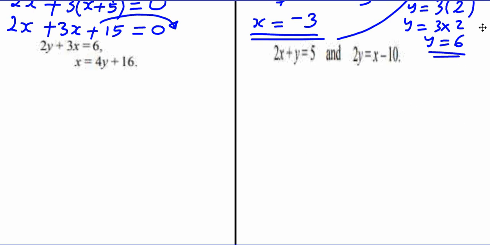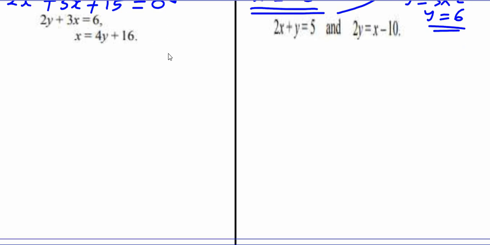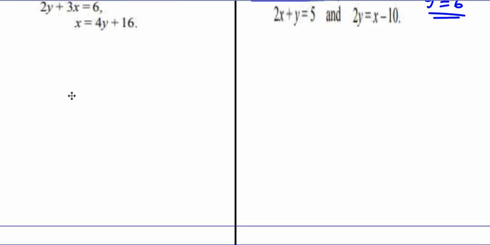We have other questions here which we need to solve by substitution method. You have 2y plus 3x equals 6, and you have x equals 4y plus 16. So call this equation number 1 and call this equation number 2. Labeling of equations is very important so that you can come to know what is equation 1 and what is equation number 2. All right, so try to check very closely.